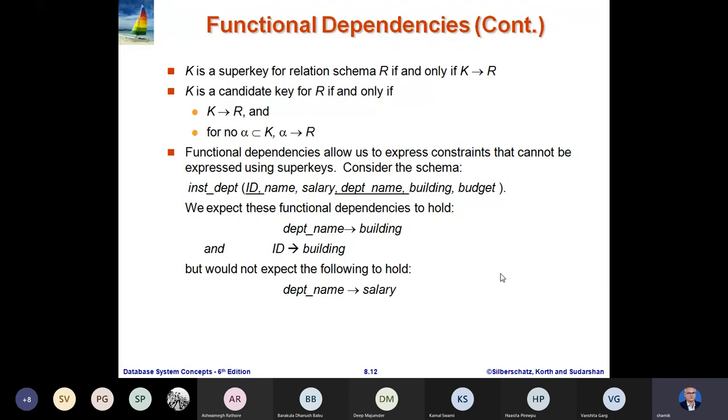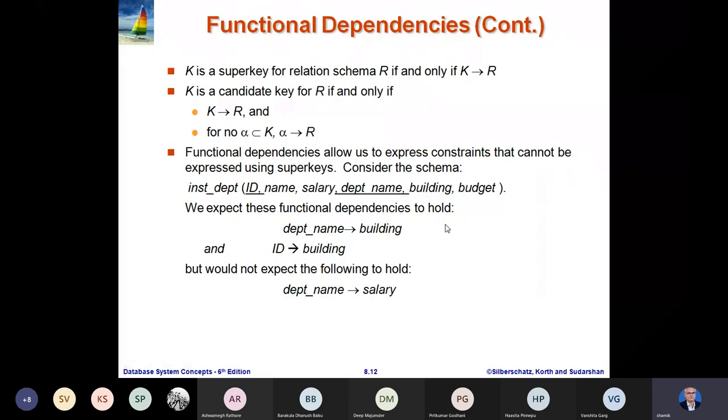But we can define this notion of functional dependency. So finally, we have a department schema with these six columns. And if we are given these functional dependencies, that ID to building and other functional dependencies, including department name to building and department name to budget, then from that we can conclude that this is not a good design.